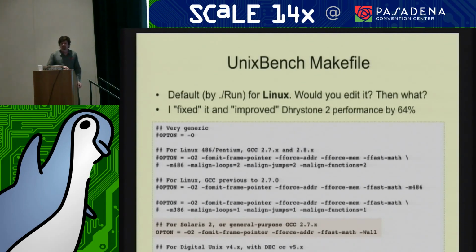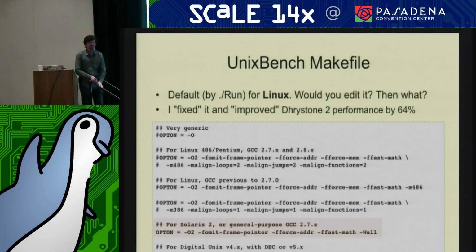Let's uncomment this. And if you start looking at it, you might think, well, should it be minus O2 or minus O3 these days? Maybe I'll change that. No, don't change it. What are you doing? If you change it, you're changing the benchmark result, and you're baking your choices into the numbers. You forget you did that.